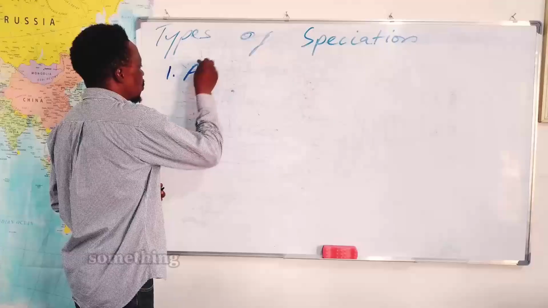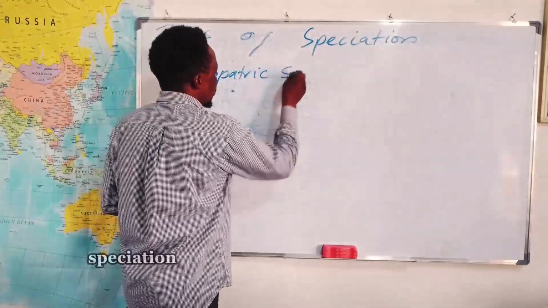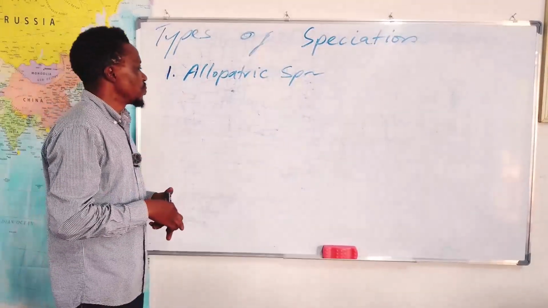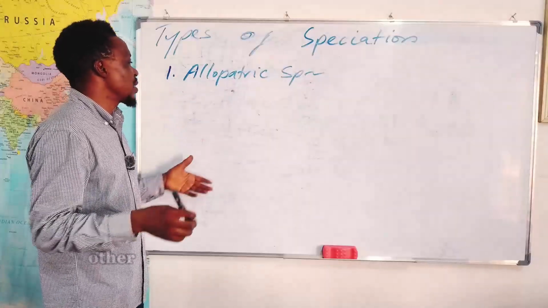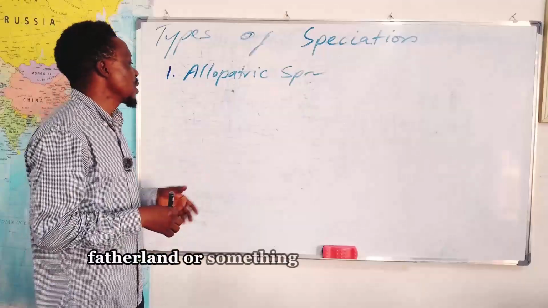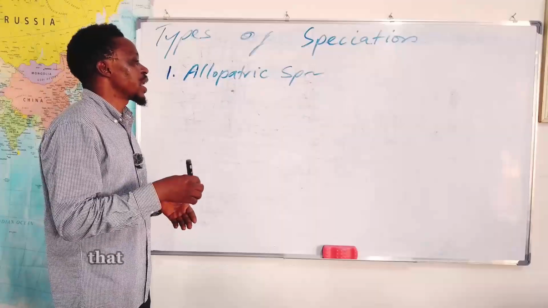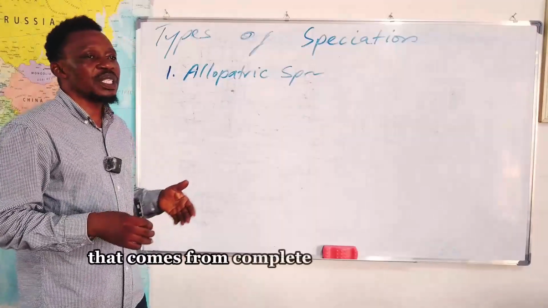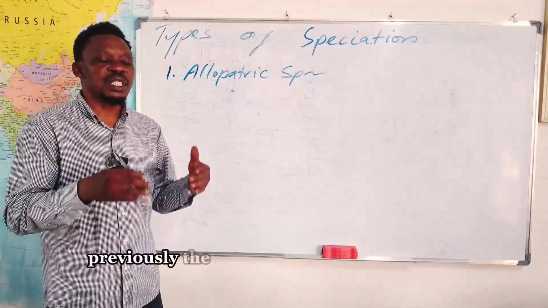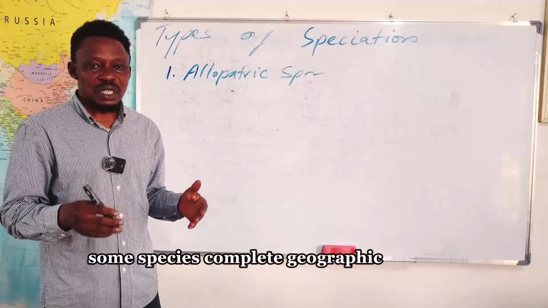One is something we call allopatric speciation. In Greek, allos just means other than, and patra means fatherland or something. So allopatric speciation is a speciation that comes from complete separation of members of previously the same population, some species, complete geographic separation.